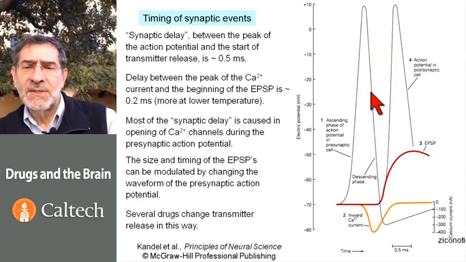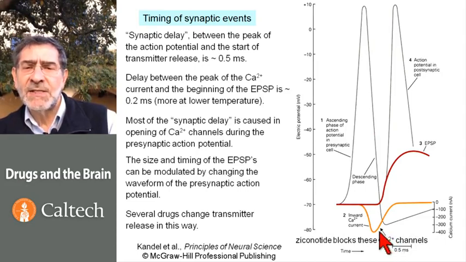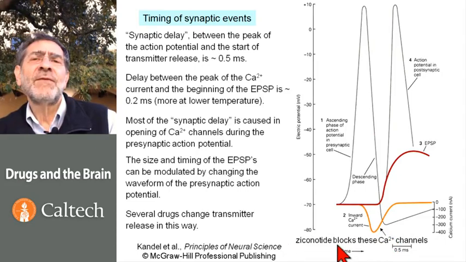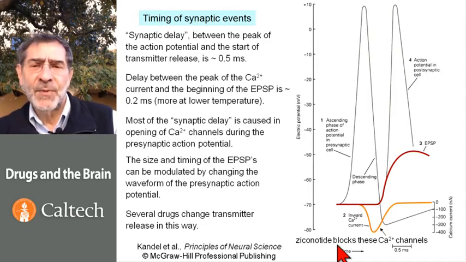For instance, ziconotide blocks these calcium channels. Ziconotide is a relatively new painkiller. It's one of the few peptide drugs that work in the brain, and it needs to be introduced in the brain with an intrathecal pump that is inside the spinal cord.